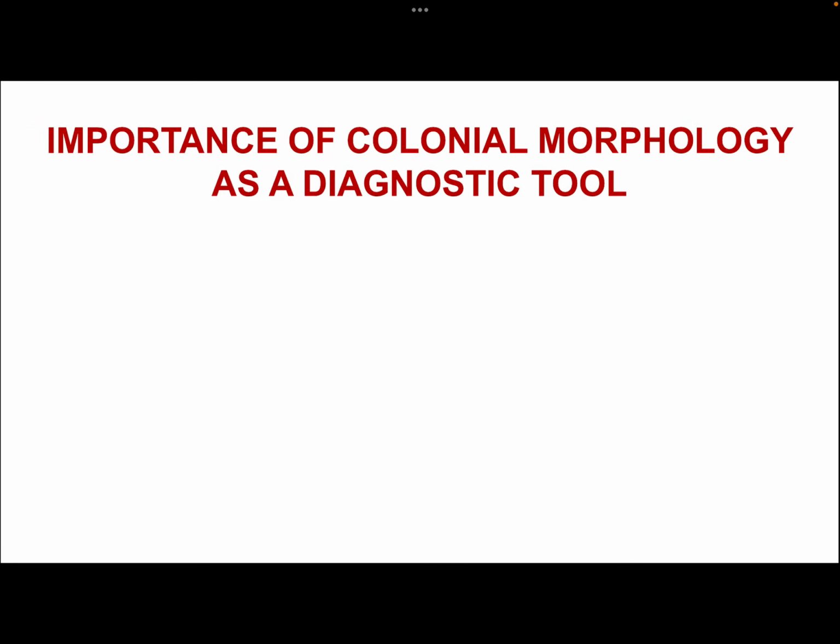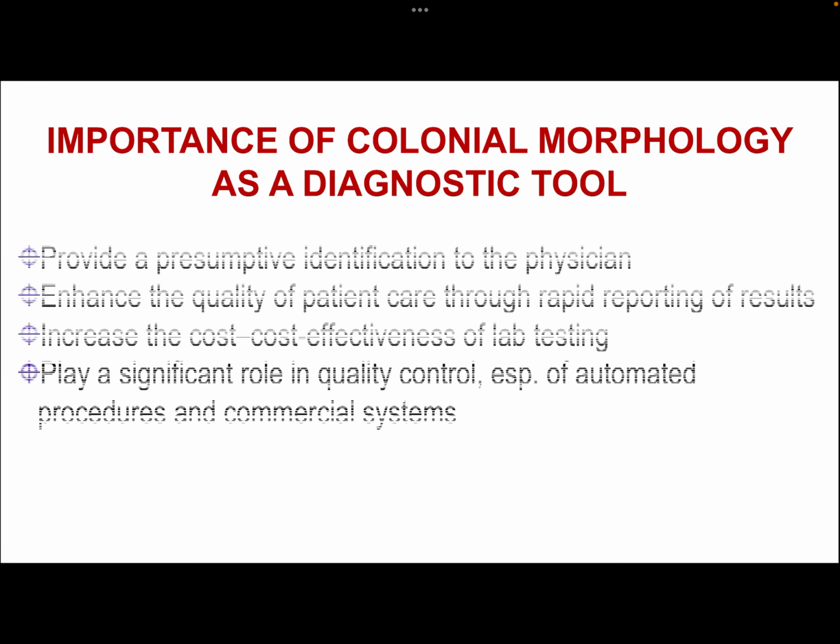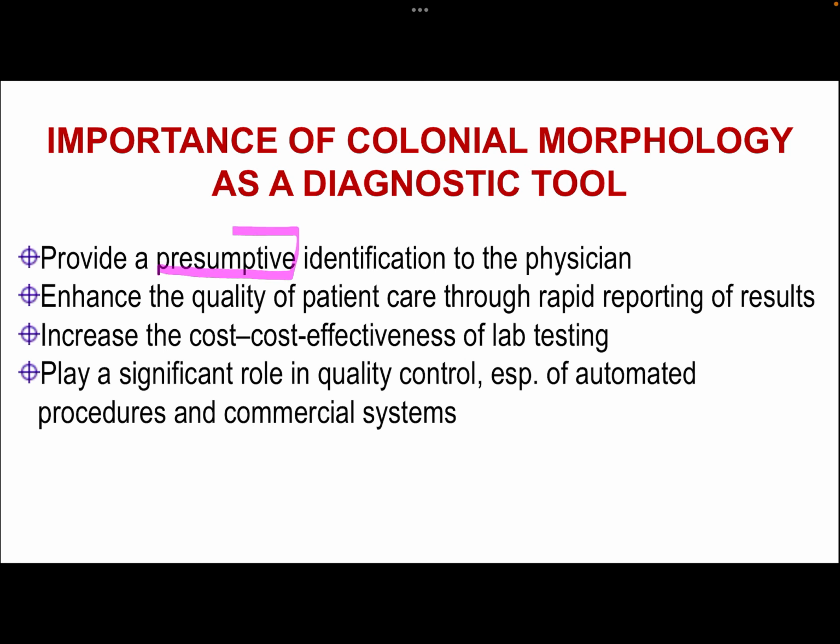Okay, another thing, so what is the importance of colonial morphology as a diagnostic tool? Number one, it provides a presumptive identification. Again, colonial morphology is not conclusive, but it could give you an idea of the possible microorganism that you are isolating, and you are giving the physician or the doctor a clue of the possible microorganism that he or she is dealing with, and of course the treatment that he or she should give to the patient.